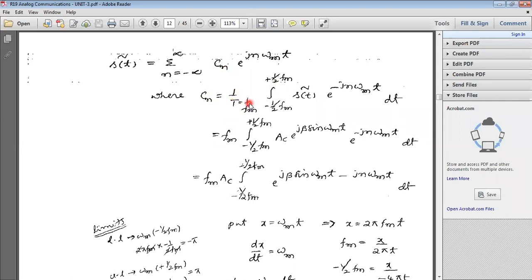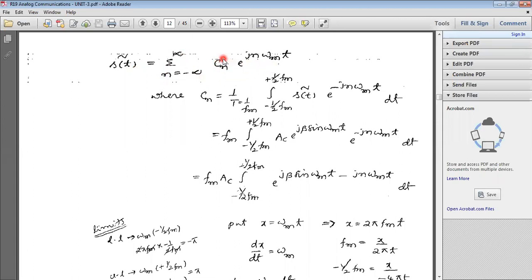So 1 by fm becomes fm. Here first we take the Cn value. What is the complex envelope of signal s of t? It is the sum over n from minus infinity to infinity of Cn into e power jn omega mt.